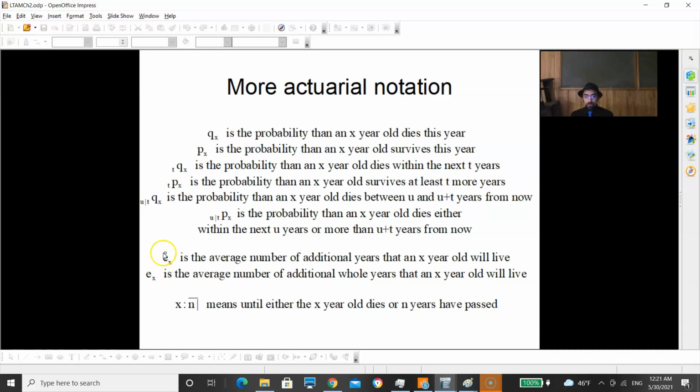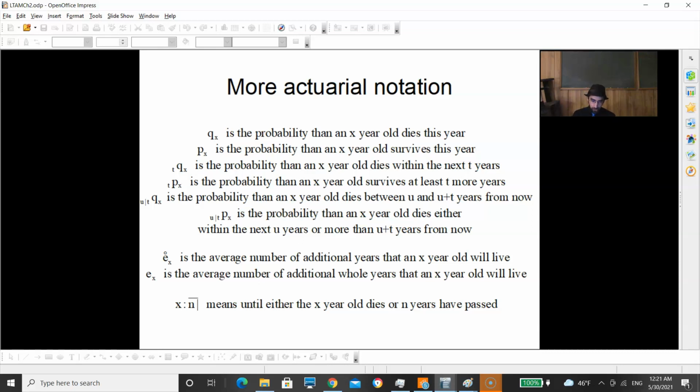Still more notation. Circle E sub x is the average number of additional years that an X-year-old will live. This is called the complete expectation of life for the X-year-old. It's essentially life expectancy minus your current age. Or I guess life expectancy given your current age minus your current age.